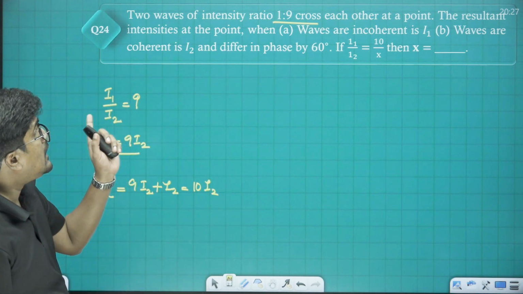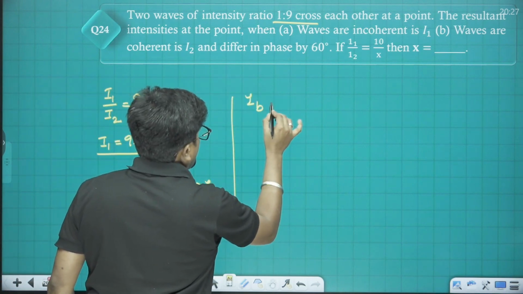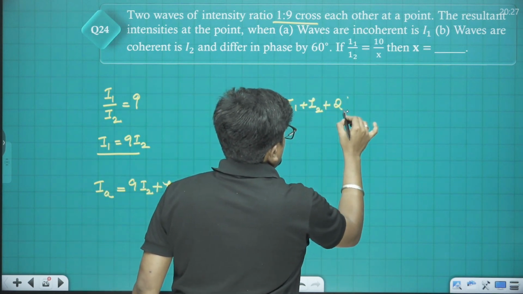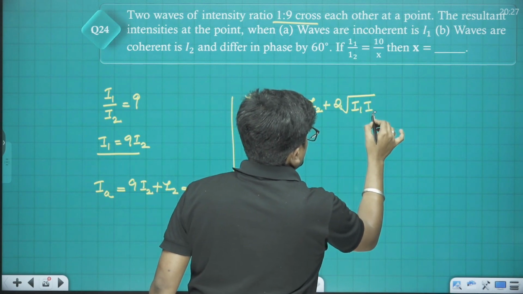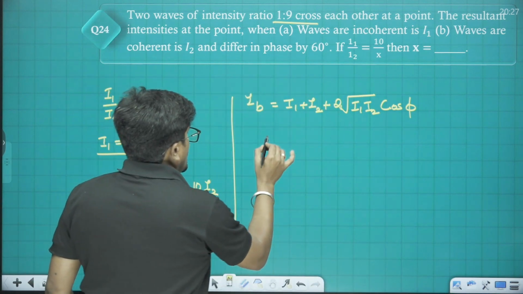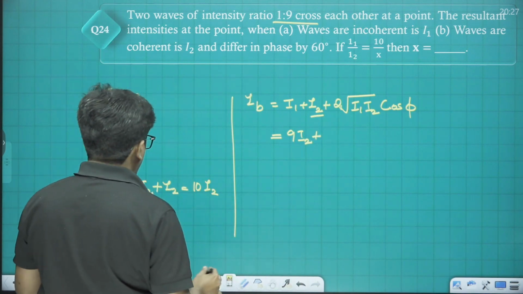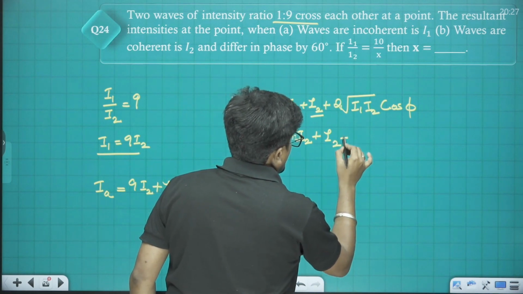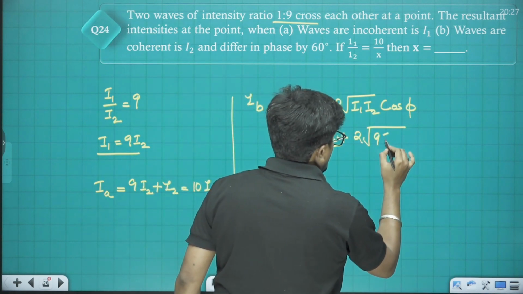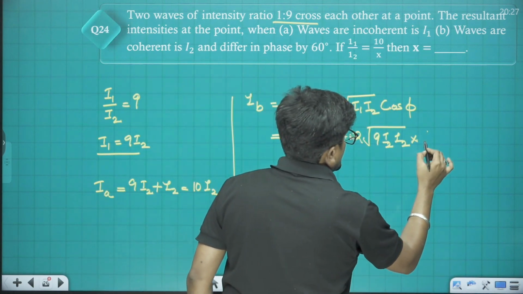Once they are coherent, that means for I suffix B, it needs to be what? I1 plus I2 plus 2 under root of I1 I2 into cos of phi. All right. So I1 is 9 times I2, plus here we have got I2, plus 2 into, again I1 is 9 times I2, into I2, and cos phi is cos 60, which is 1 by 2.